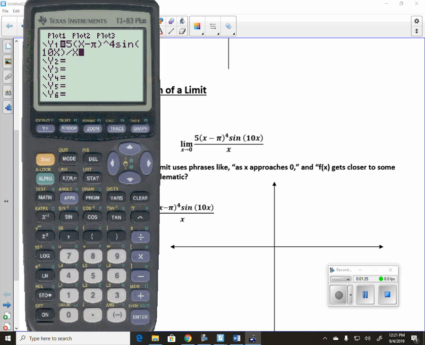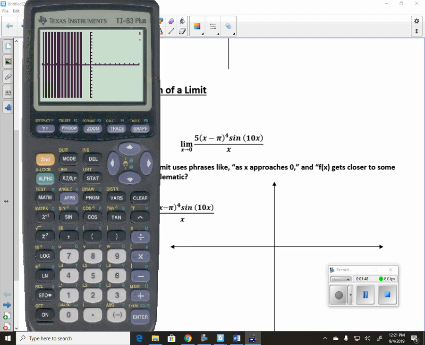Why don't I just plug in 0 to evaluate it? Yeah, you get 0 over 0 because the sine of 0 is 0, and you have 0 in the denominator. There's no way to really reconcile that. So maybe we could look at the graph and figure out what it's doing. So I'm going to zoom standard, and I'm going to look at the graph. So as x approaches 0, is it clear to you what the limit is? No, it's not, is it?